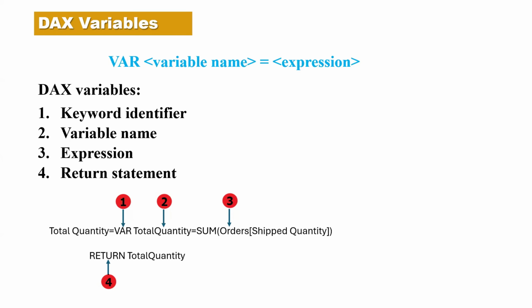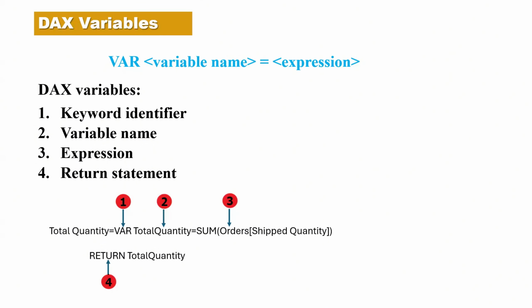The basic syntax looks like this. var variable name equals expression. As you can see, variables are very easy to create. There are 4 key components involved. First is var, which is the keyword that identifies a variable. Next is the variable name, which should be descriptive and meaningful. Then we assign an expression to the variable.